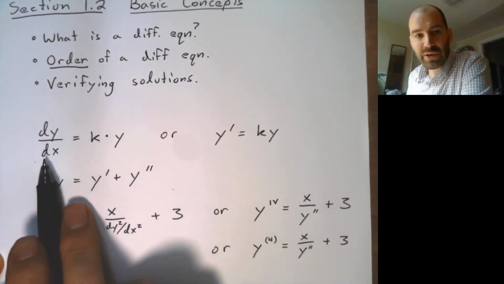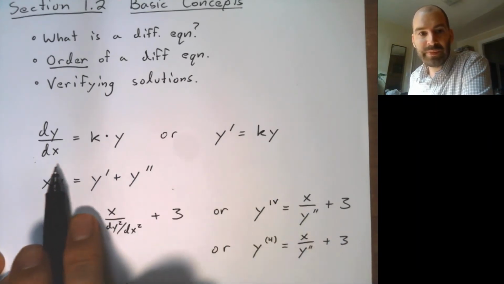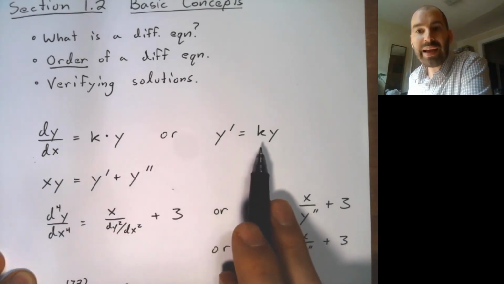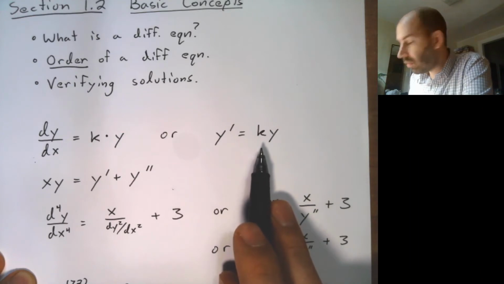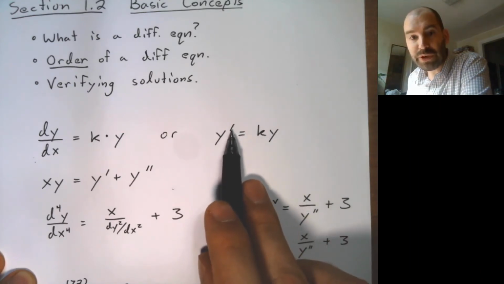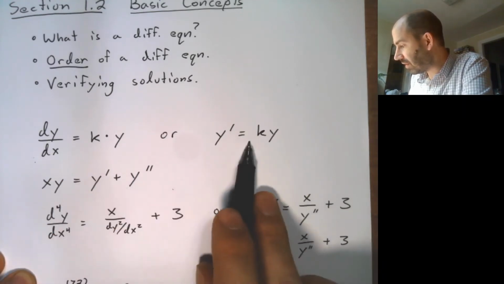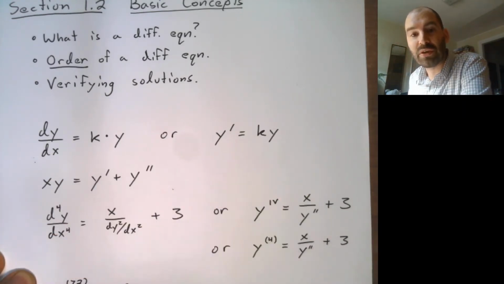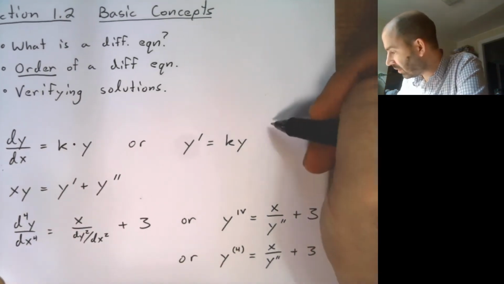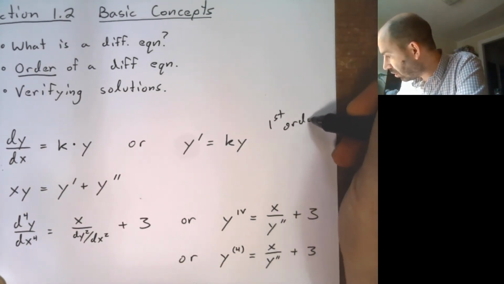Right? So if we look at the first differential equation here that we looked at, what's the highest derivative that appeared? Well, just the first derivative. So this is an example of a first order differential equation. Right? So this is first order.